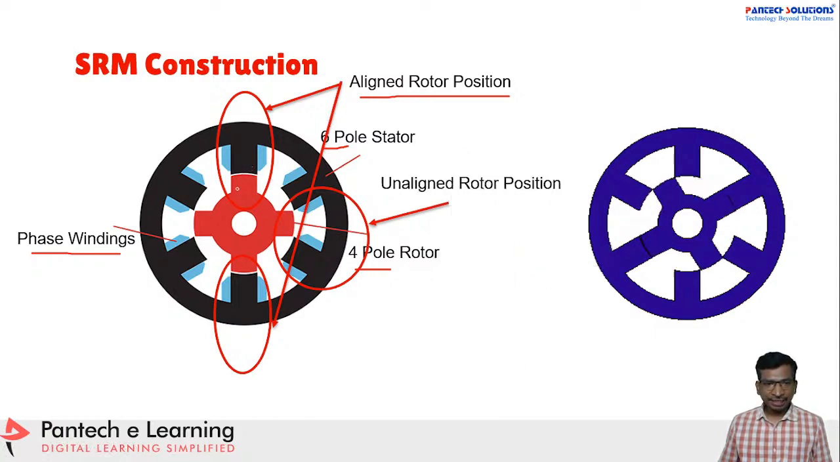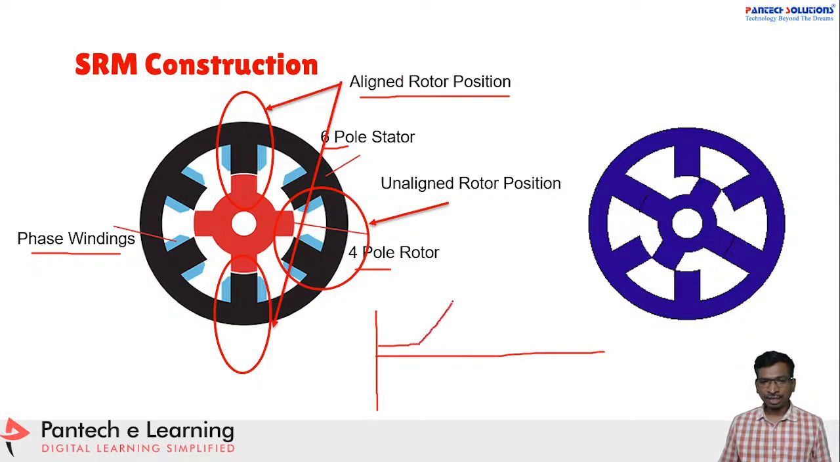See here, this is the aligned position. So now the rotor is aligned with the A phase. Similarly, in the graph we are getting it like this, right? So a low value and then a high value. I mean, it's increasing inductance and then decreasing inductance, and again it's a low value, right?